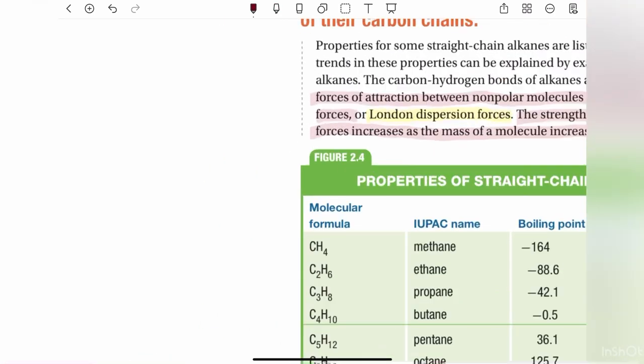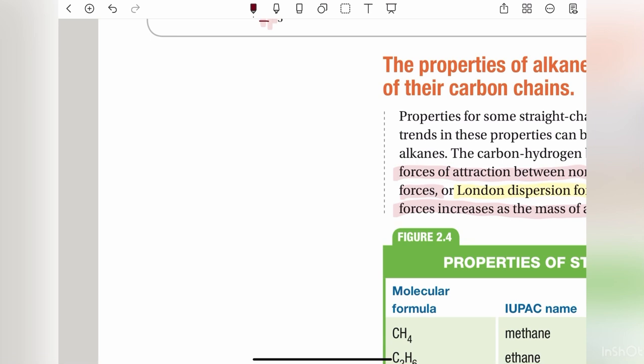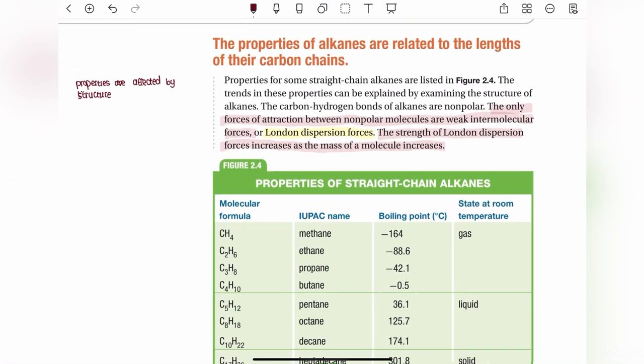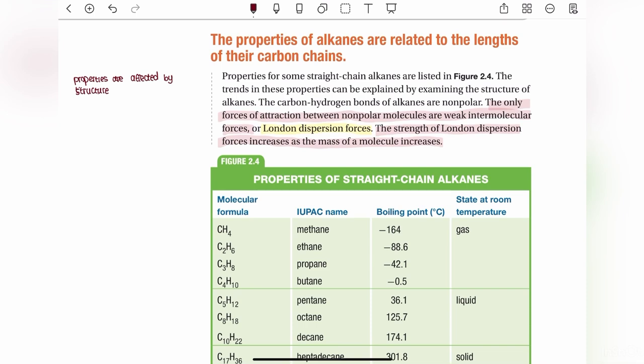Okay, so let me write this down real fast here. Properties are affected by structure. And as the final sentence says, by structure. Molecular mass is directly proportional to the strength of London dispersion forces.